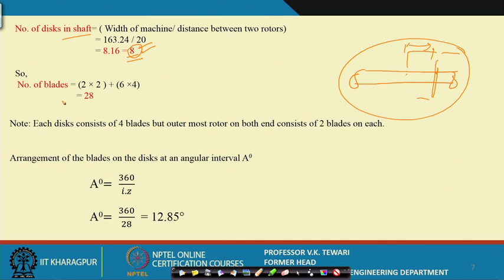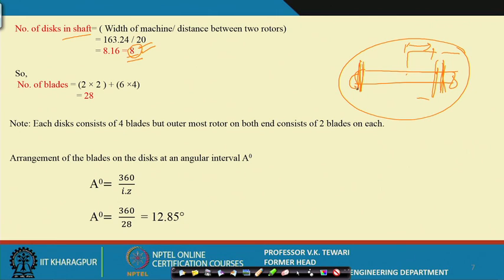Now, the number of blades. How do you fix the number of blades? Generally, on the discs, if you look at the designs that are there, many a time on the two ends we keep only 2 blades, and in between 4 blades are kept on the other ones.